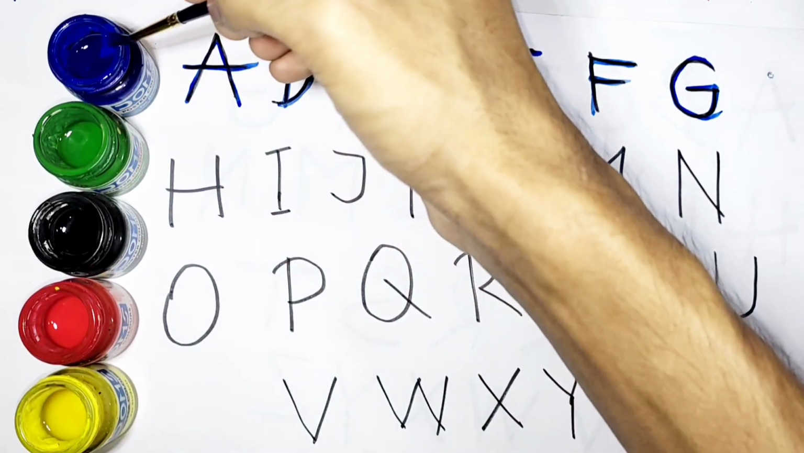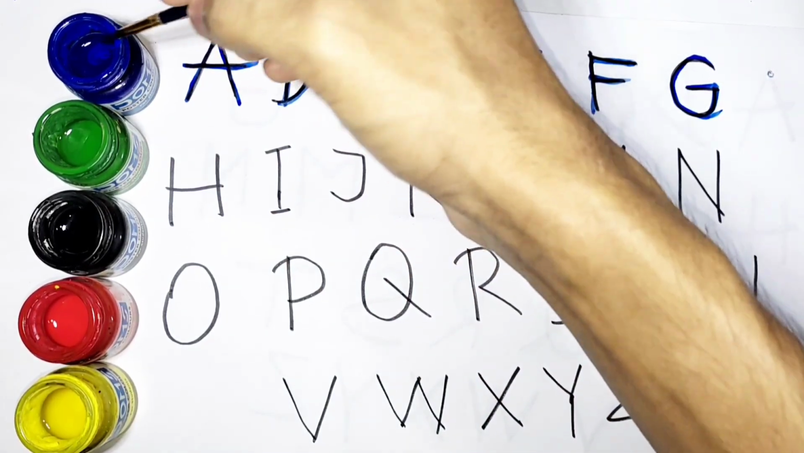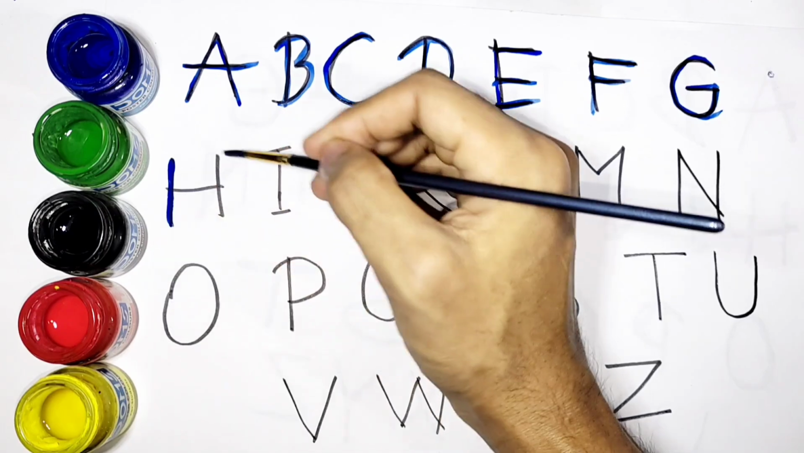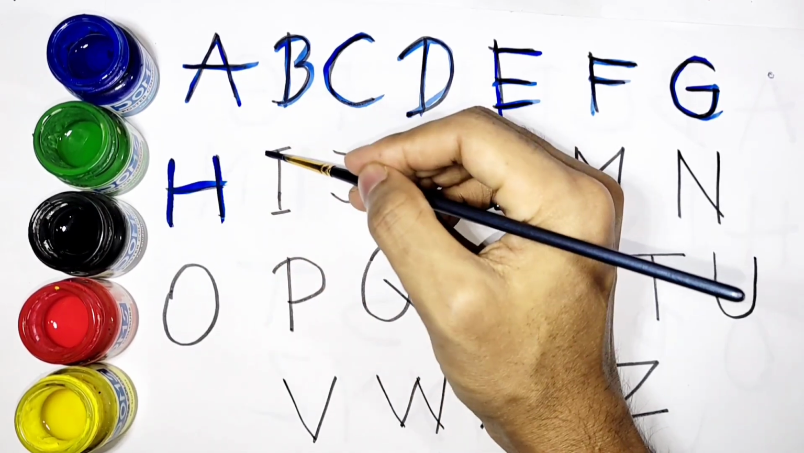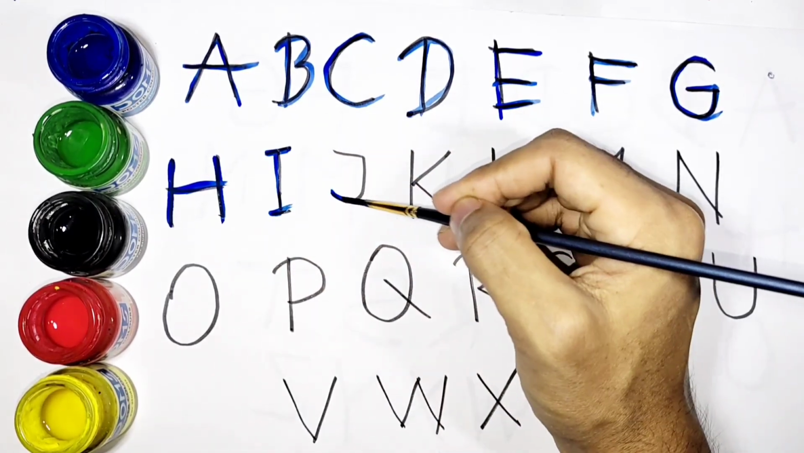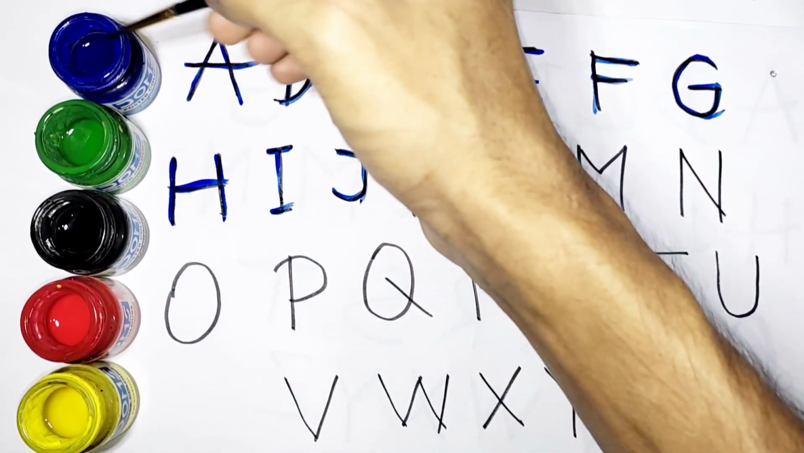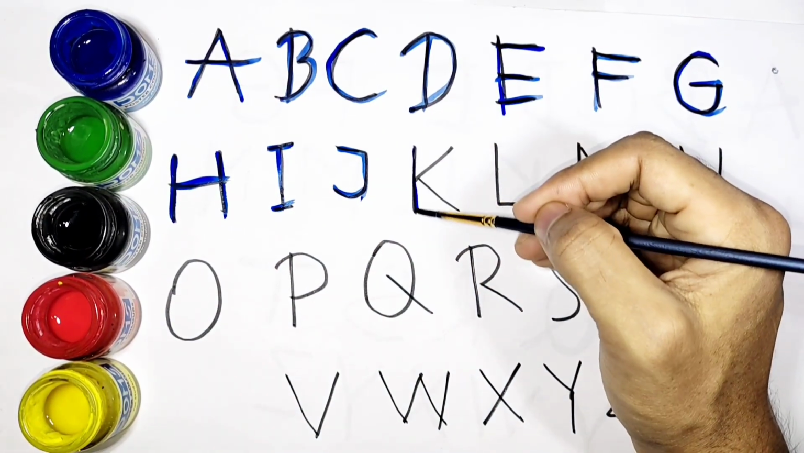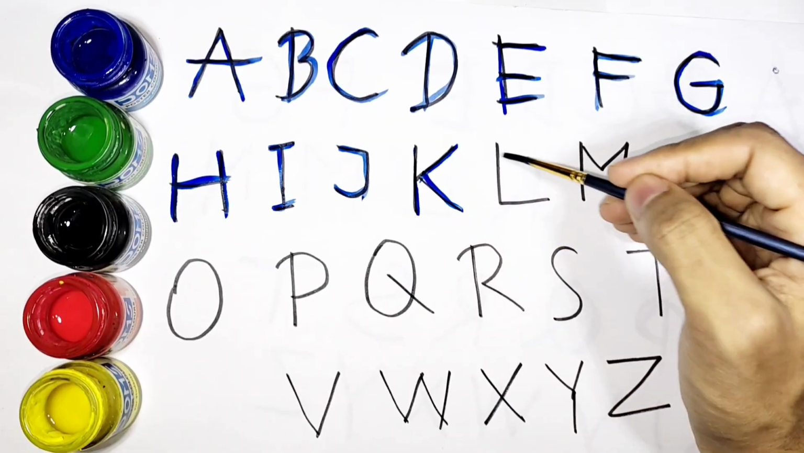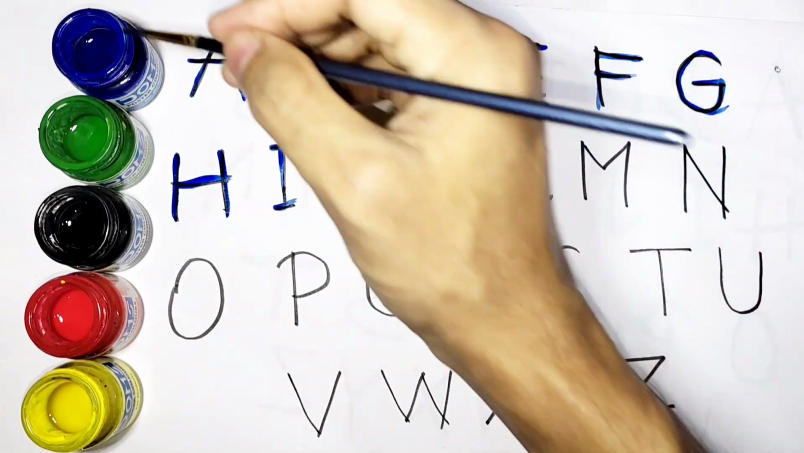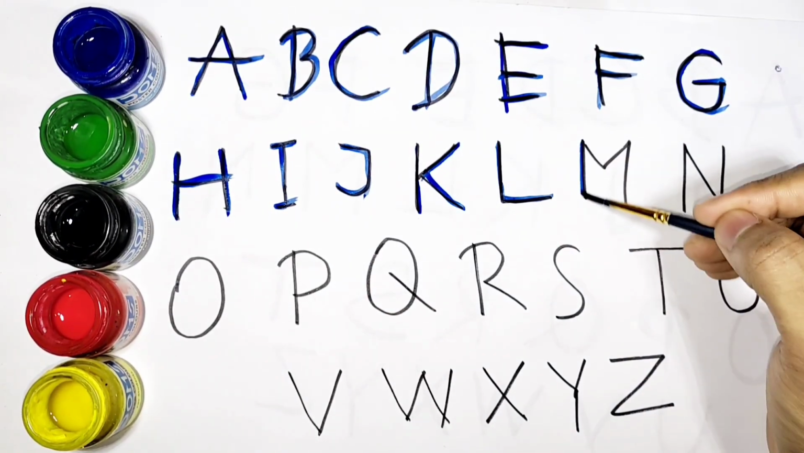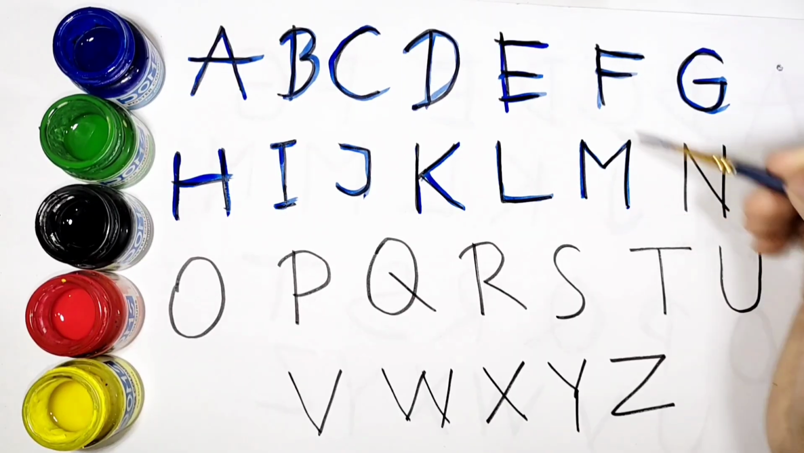H for hand. The next one is I for ice, I for ice cream. And the next one is J. J for joker. The next one is K. And the next one is L. L for lion, L for lemon. M for moon, M for mango.